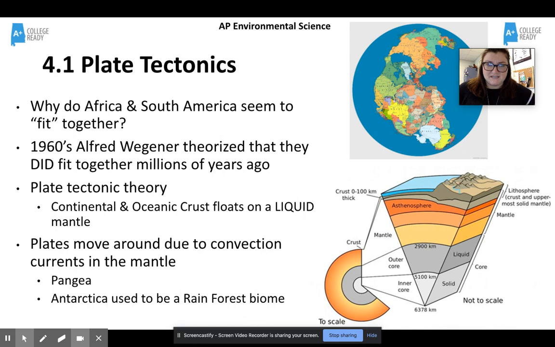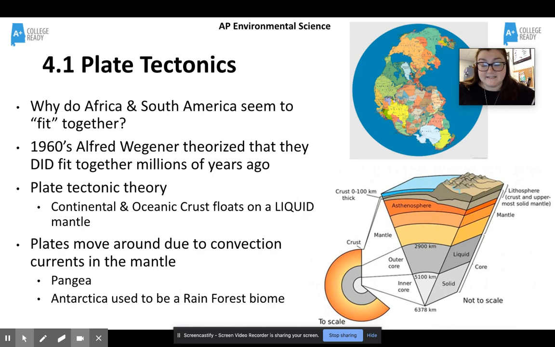Something interesting, we're starting with a guiding question here. Why do Africa and South America seem to fit together? When you look at a world map as a whole, the shape of South America and the shape of Africa, they look like they would perfectly fit together, right? Well, in the 1960s, Alfred Wegener theorized that they did fit together millions of years ago. So it was in the 60s that someone was first like, I have a theory that this was all together. And that's kind of where plate tectonic theory begins.